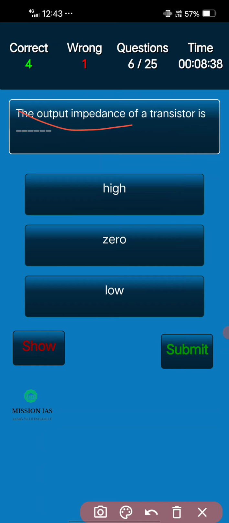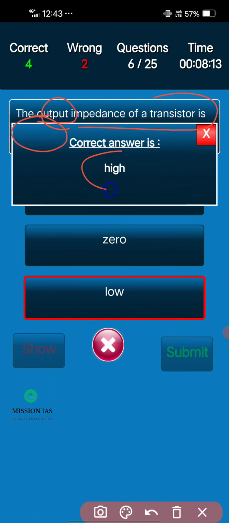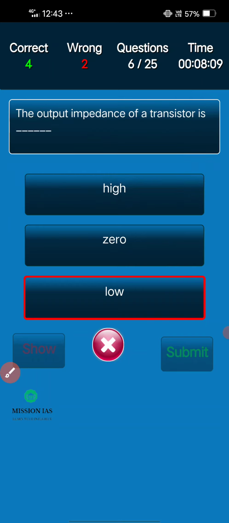So then, moving on to the next question: the output impedance of a transistor is what? What is the usual output impedance of a transistor, whether it is high, zero, or low? Whenever we discuss a transistor, it is usually high. Okay, so a transistor usually has high current, not low current. That you have to note.